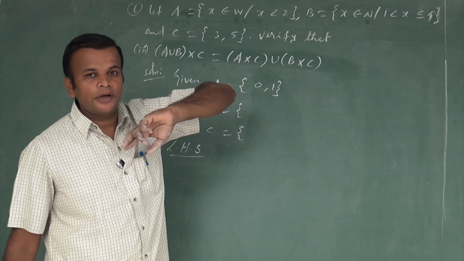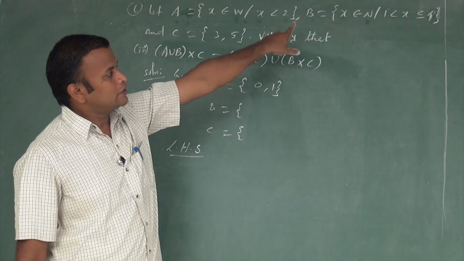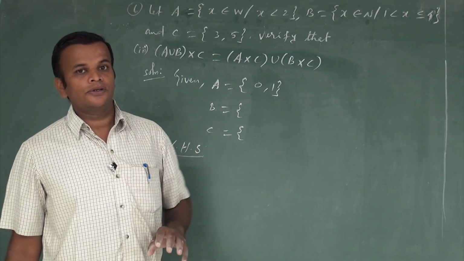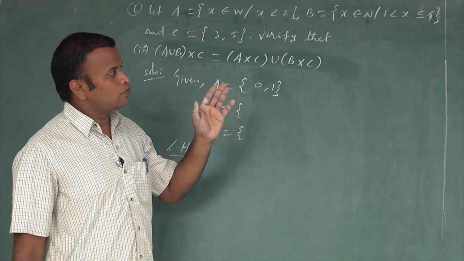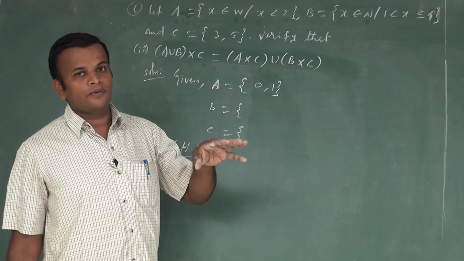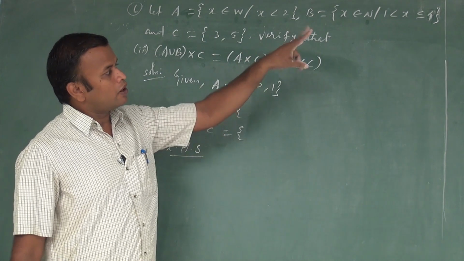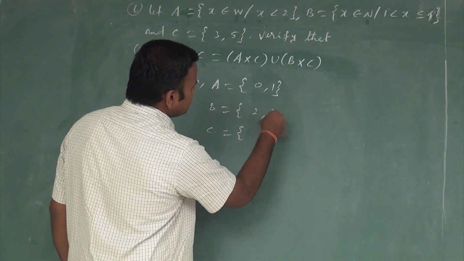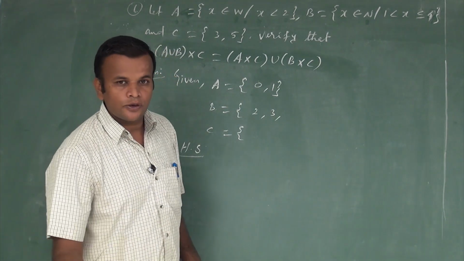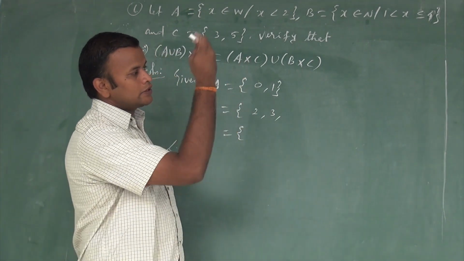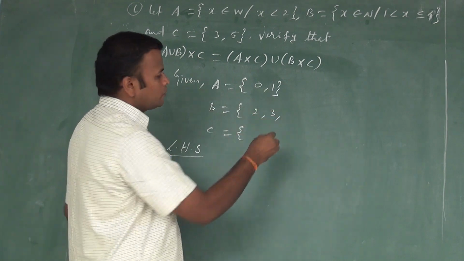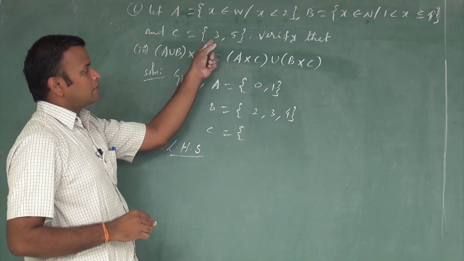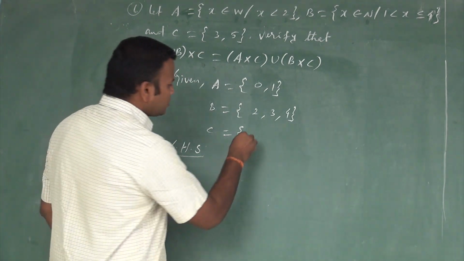The first natural number is 1, but x satisfies one more condition: 1 less than x less than or equal to 4. So the value of x should be greater than 1. The natural number greater than 1 is 2. So 2, 3, 4 is also possible because x is less than or equal to 4. So B is 2, 3, 4. And the set C is directly given in roster form. The value is 3 comma 5.